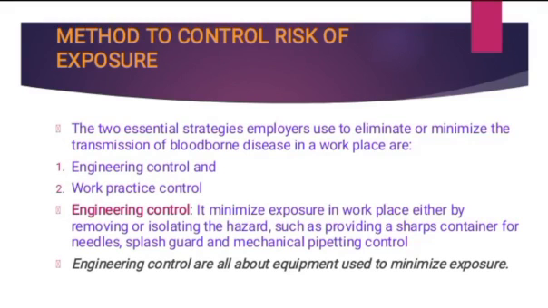Basically, there are two essential strategies employers use to eliminate or minimize the transmission of bloodborne diseases: the engineering control and the work practice control. The engineering control is the use of equipment or machines as a barrier to minimize exposure. For instance, the use of a splash guard to prevent any splash or spill from blood or opium in the course of carrying out your work, understand?